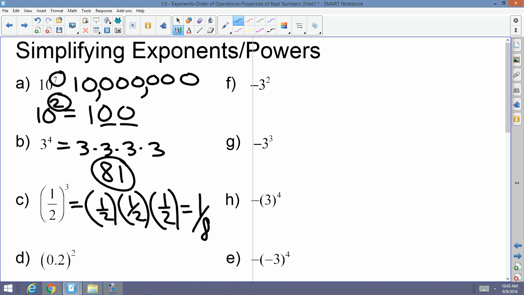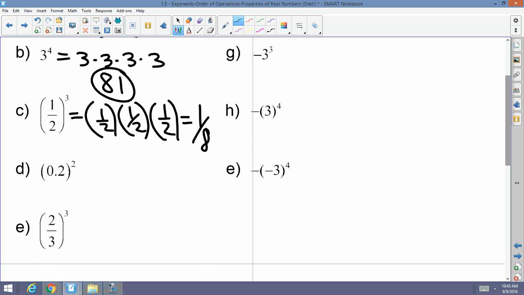Okay. Decimals. Does it work the same with decimals? Oh yeah, for sure. 100%. The base here is 0.2 and this is 0.2 squared. So I want 0.2 times 0.2, which is going to be 0.04. Remember, there's 2 decimals, so you've got to move the decimal 2 places to the left. This is power of 2.